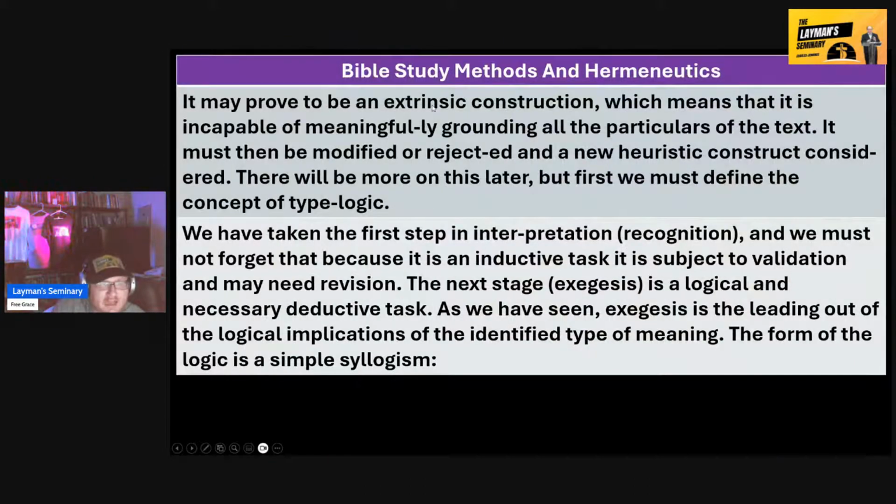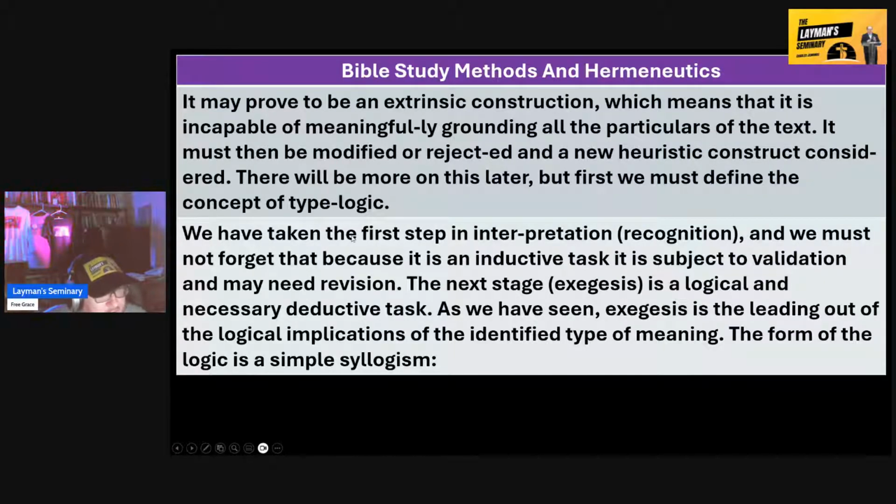It may prove to be an extrinsic construction, which means that it is incapable of meaningfully grounding all the particulars of the text. It must then be modified or rejected and a new heuristic construct considered. There will be more on this later, but first we must define the concept of type logic.